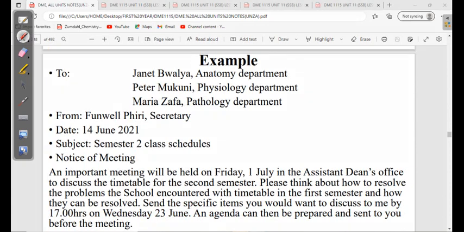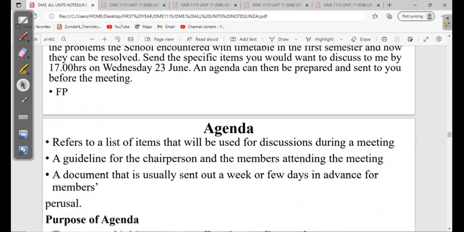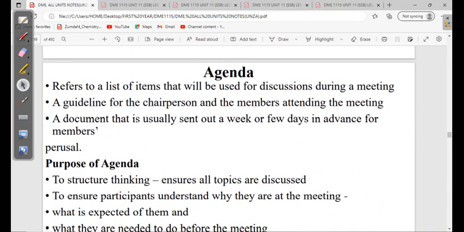A notice is written in this form. You have where it is going, where it is coming from, the date on which it is written, the subject, and then the notice of meeting. In here, you tell the people who are supposed to come to the meeting to put down the things you're going to discuss during the meeting. You also tell them when the meeting is going to take place, and the date by which they should give the things they want to discuss during the meeting.